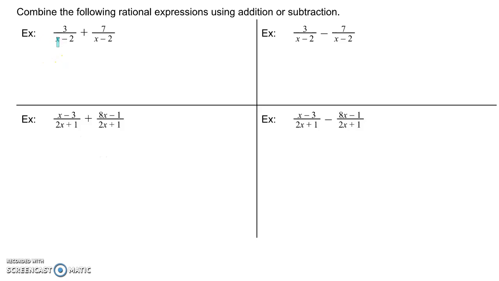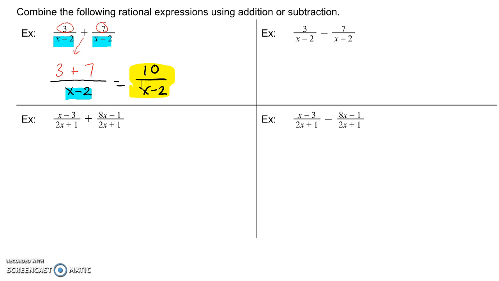If I look at this example, I have x minus 2 and I have x minus 2. It doesn't matter that those are binomials. They are one common denominator. That's all I need. I keep the denominator, that common x minus 2, and I combine my numerators, 3 and 7, and this was an addition problem, so I add them. 3 plus 7 gets me 10. X minus 2 is my denominator. I'm done. I've just added my first rational expression.